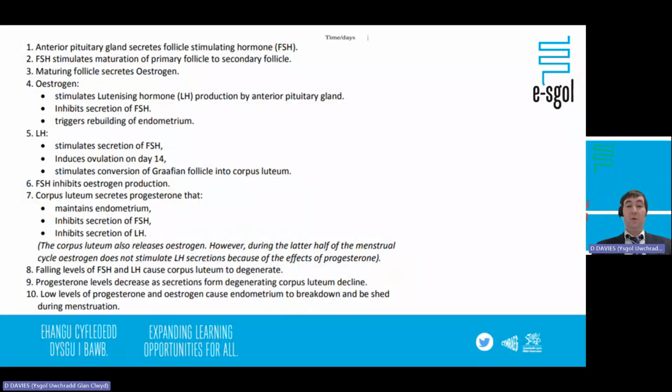Okay, falling FSH and LH cause the corpus luteum to degenerate. Progesterone levels decrease, the corpus luteum declines, and low levels of progesterone and estrogen cause the endometrium to break down and to be shed during menstruation. Okay, and that then will recur with number one. Okay, so it's a cycle. So post-puberty, that cycle happens roughly once a month until the menopause.